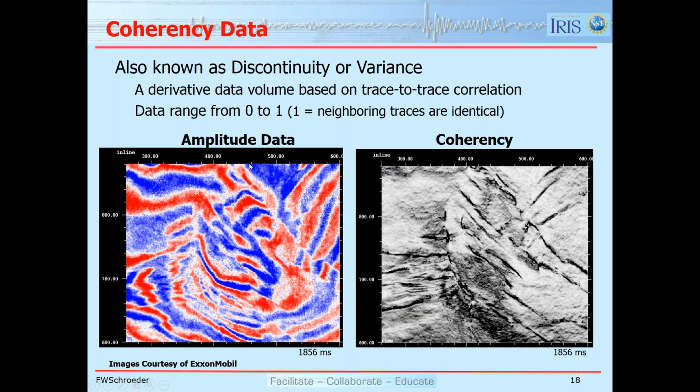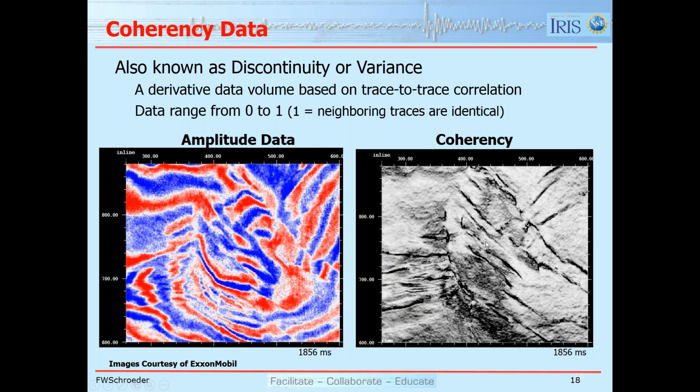And so we can do some processing of the reflection amplitude data, such as shown on the left for 1856 milliseconds. We can do the cross correlation, and we can generate a new 3D volume that has X, Y, and, let's say, two-way travel time versus amplitude. We get X, Y, two-way time, and the cross correlation number. And so that is what coherency is all about. That's a process that was patented by Amoco in about 1985.